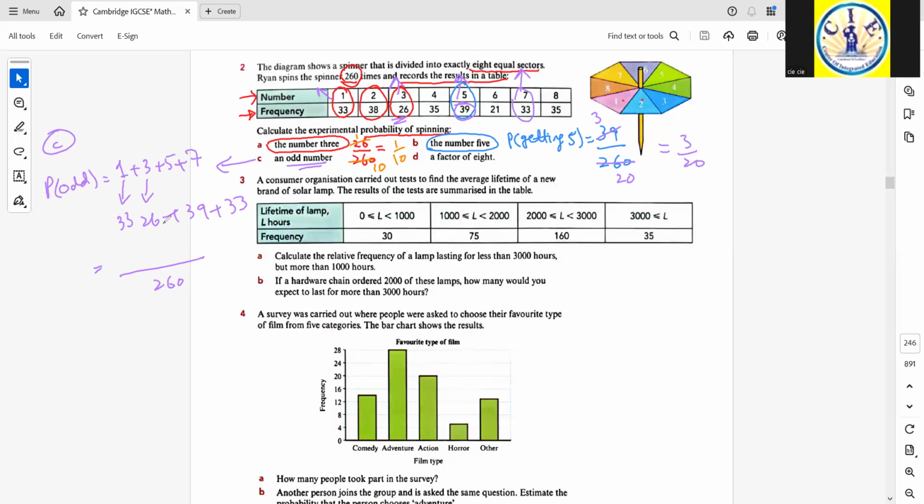So adding them up, we get 33 plus 33, that is 66, plus 39, which is 105, plus 26, which is 131. So we can have 131 divided by 260. This is the probability of an odd number, 131 divided by 260.